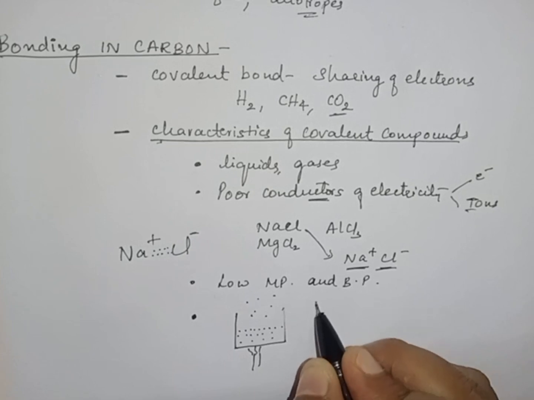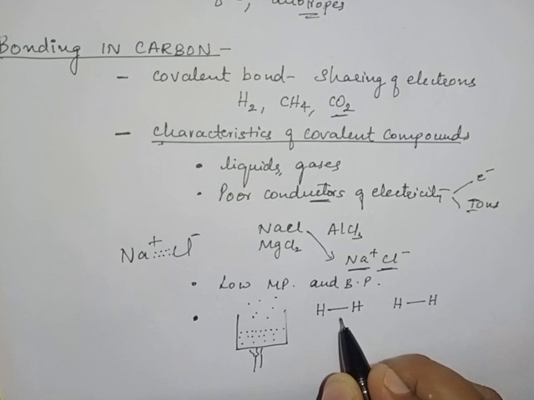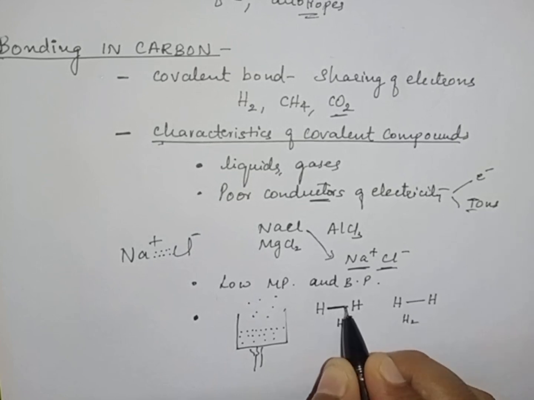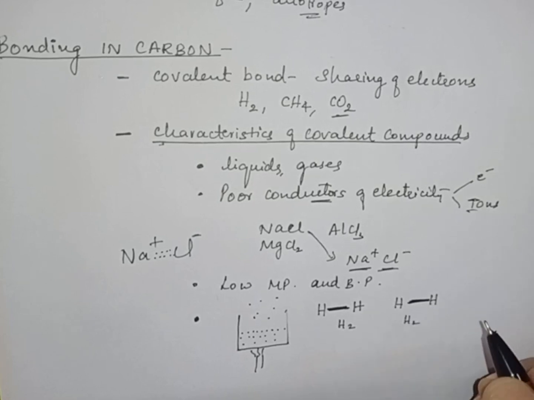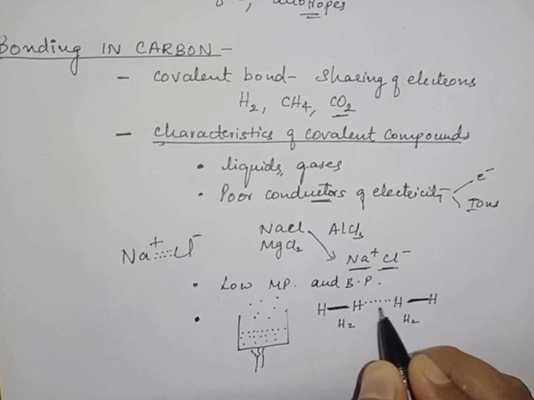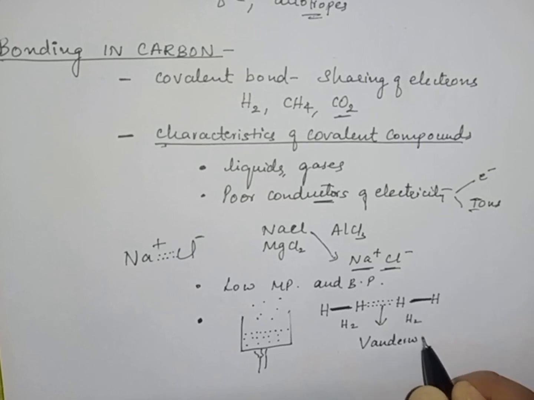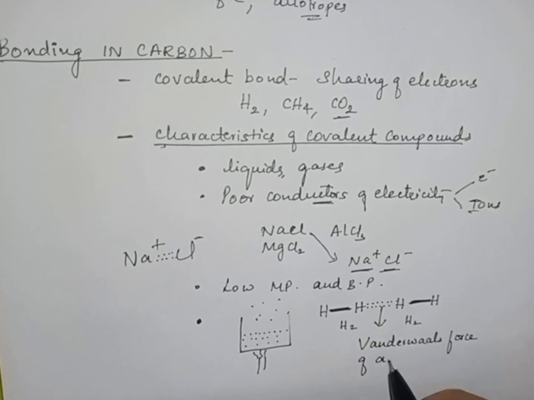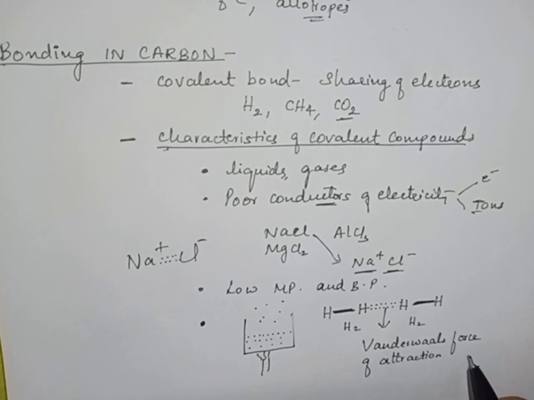For example, see here what happened. This is one molecule. This is one molecule. Hydrogen molecule. This bond is a covalent bond. Try to understand, this bond is a covalent bond. But in a gas, there is a weak force of attraction between these two molecules. This force, we call it van der Waals force of attraction. It is a weak van der Waals force of attraction.